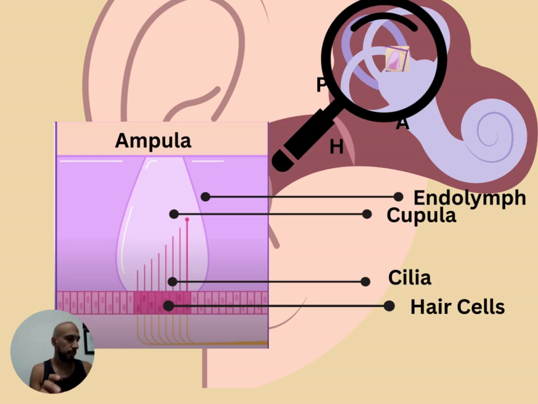cupula. The cupula weighs the same as the endolymph around it. So when the head position changes, the cupula stays suspended in the same position because the endolymph, which is the fluid, is the same weight as the cupula, the membrane that houses the hair cells. The hair cells are connected to the cilia, okay? The cilia affects the movement or gives information to the hair cells, okay? Those two are almost inseparable.